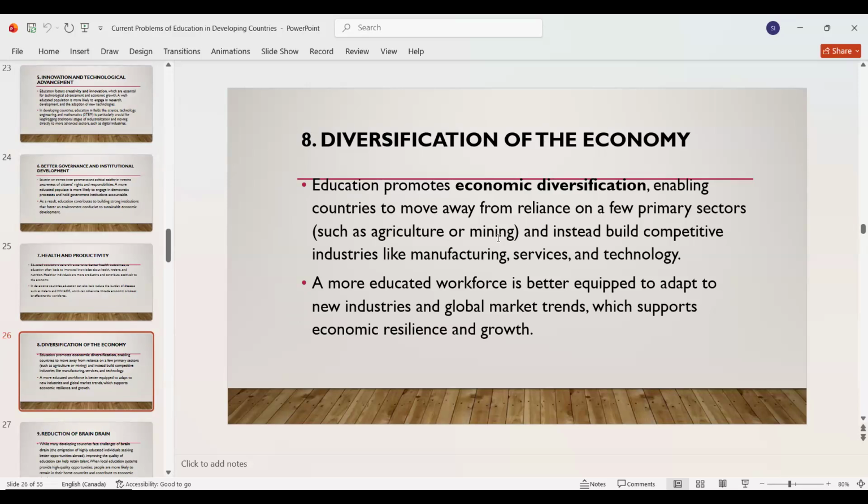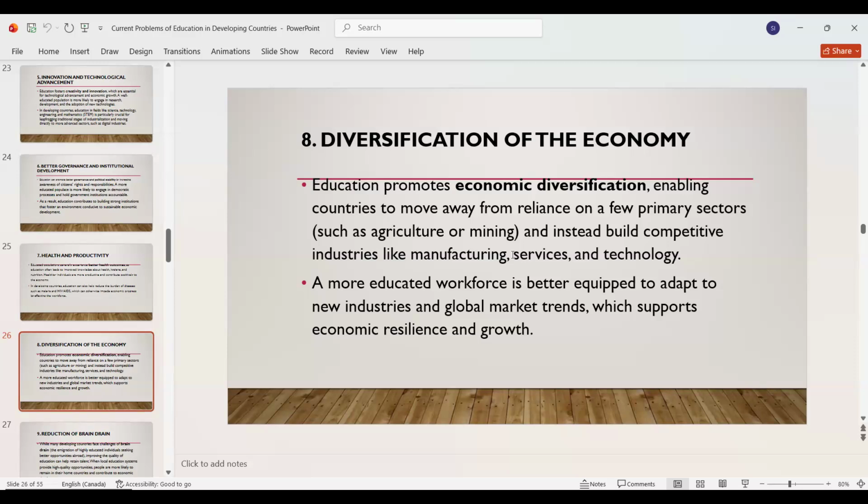So the eighth one is diversification of the economy. Diversification of the economy means some countries are very rich and some countries are very poor because the rich countries have these minerals, gold, petroleum, right? So from that they can earn a lot of money, right?